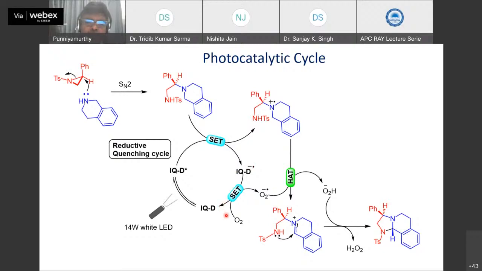This can now react with the oxygen present in the system, where you regenerate the catalyst and form this superoxide radical. This radical now can react here and you'll be able to form the iminium ion and you form the hydroperoxide anion. This can deprotonate this proton. Now it can undergo addition here, and in this way you'll be able to form this fused heterocyclic compound where you generate hydrogen peroxide as a product. This has been confirmed by titration using the standard procedure.